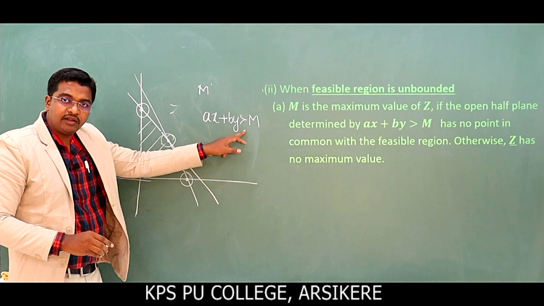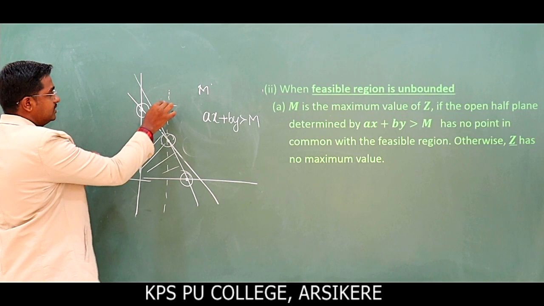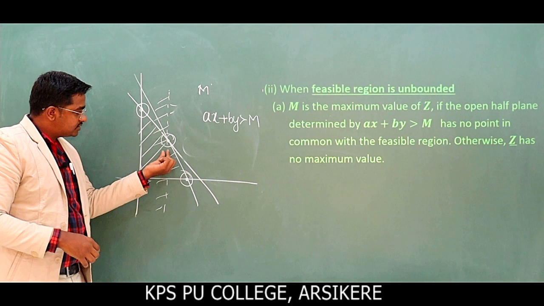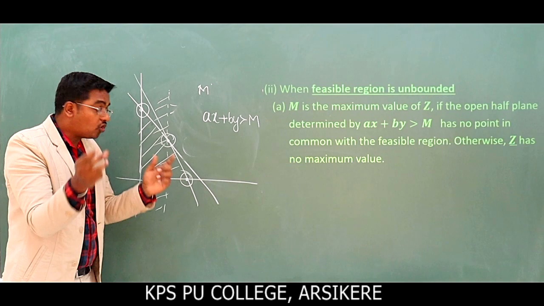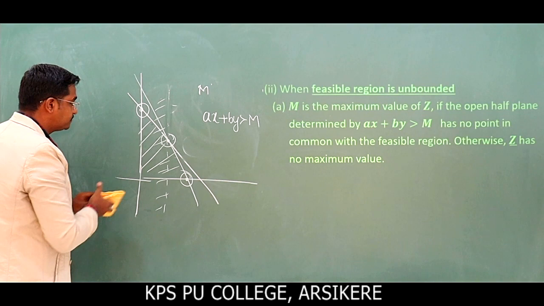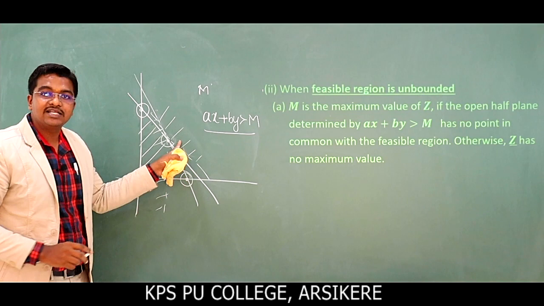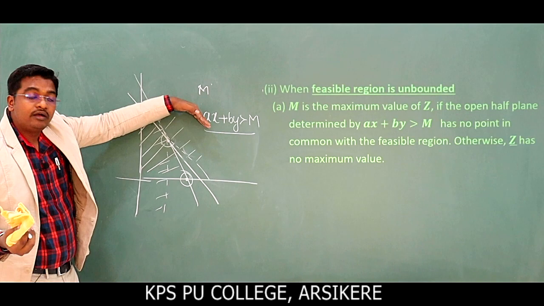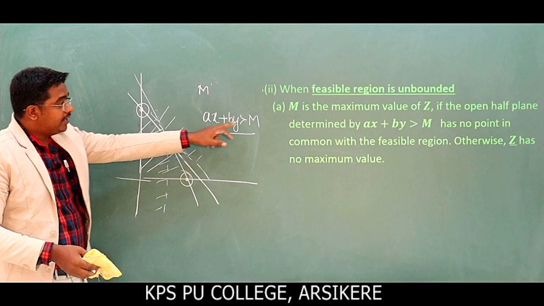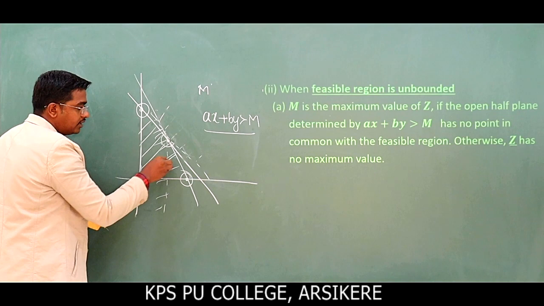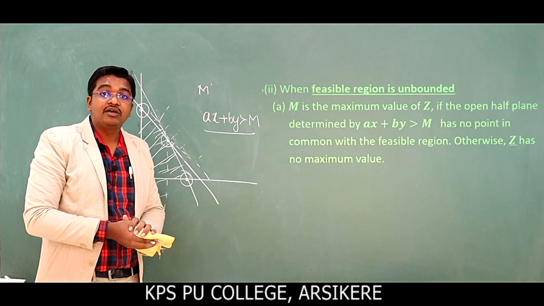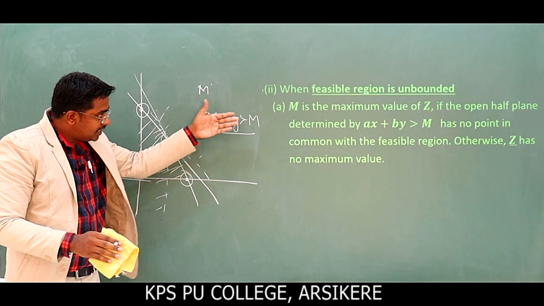This is a strict inequality, so we follow a dotted line. This is the reason. When this region does not have any point common with the feasible region, this is the region determined by the linear inequality ax plus by greater than M. Suppose this open half plane has no point common with the feasible region, then M becomes the maximum value. Suppose this region has a common point, in that case the maximum value of Z does not exist, or Z has no maximum value. Is it clear? I will explain this in one problem and give clarity.